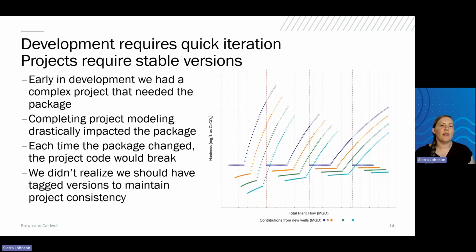I kind of mentioned the need for quicker pull requests. Early on, we had a project with a really complex model, and we desperately needed Tidywater to be functional before it was really done. That was great for the development of the package, because we would talk about theoretically how we thought all these functions would fit together, try to implement it for a project and say, actually, none of that works. We need it to be set up like this instead.